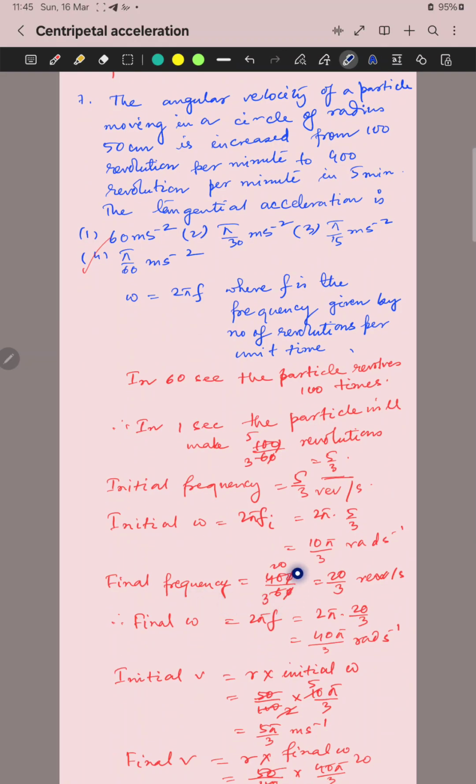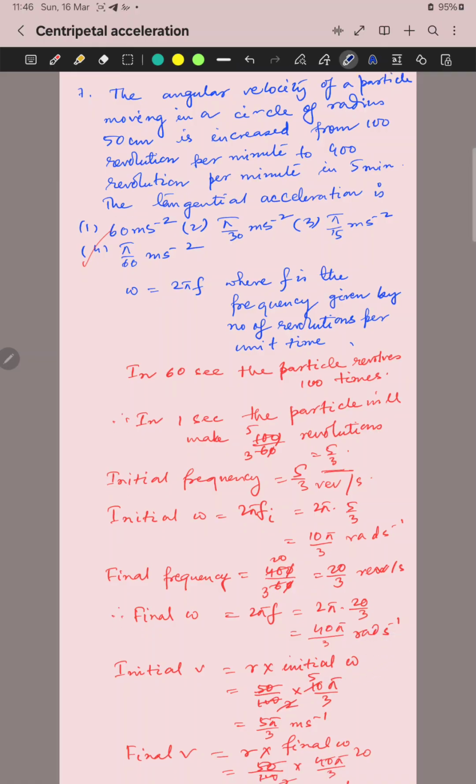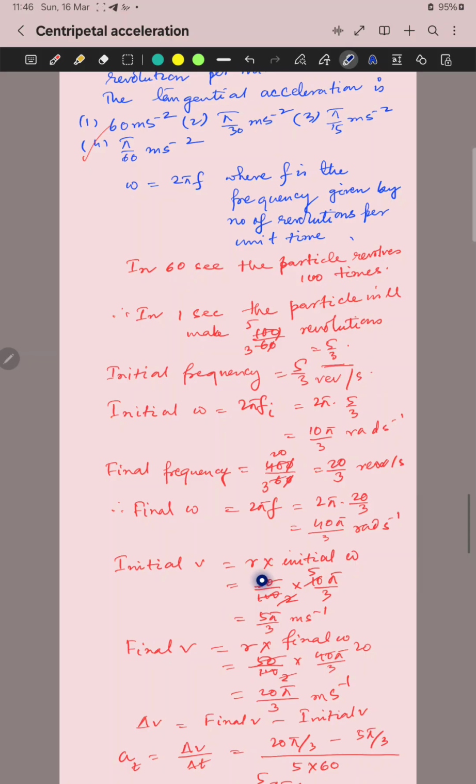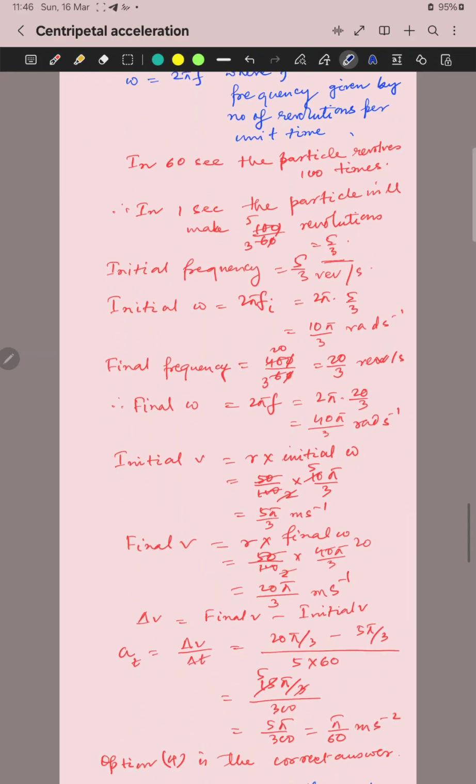Now the final frequency is 400 by 60. So that gives us 20 by 3 revolutions per second. So final omega is 2 pi multiplied the final frequency, which is 40 pi by 3 radian per second. So initial V is obtained by multiplying the radius of the circular path multiplied the initial omega, that is 5 pi by 3 meter per second, and final is 20 pi by 3 meter per second. So delta V will be final V minus initial V.